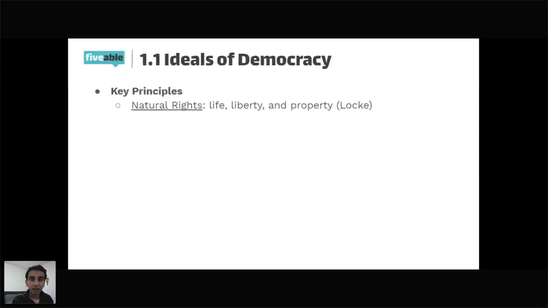In our own Declaration of Independence, it was edited into life, liberty, and pursuit of happiness. As you know, at that time, slaves were not allowed to own property. Basically, anyone that wasn't a white male was not allowed to own property. So that could have been one of the reasons why they chose not to keep life, liberty, and property. Instead, they changed it to pursuit of happiness in the Declaration.